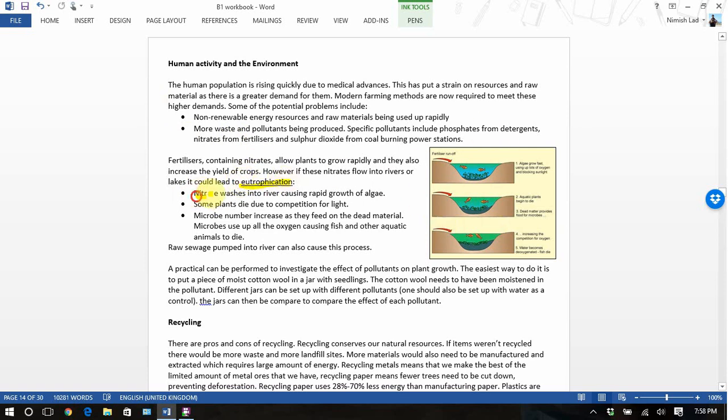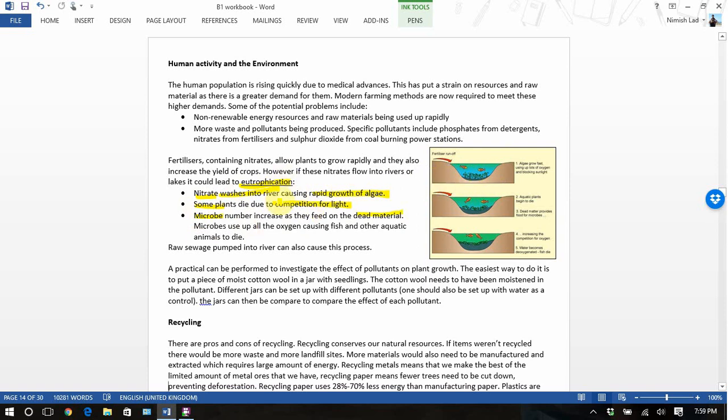First, the nitrate washes into the water, causing rapid growth of algae on the top. Some plants die because of competition for light. They can't get enough light, so they die. So therefore, the microbes will start entering the water and feed on this dead material. The plants that die are the plants on the bottom of the seabed. They can't do photosynthesis anymore. You need to say the plants on the seabed. Plants at the top will still be fine. Plants on the seabed won't.